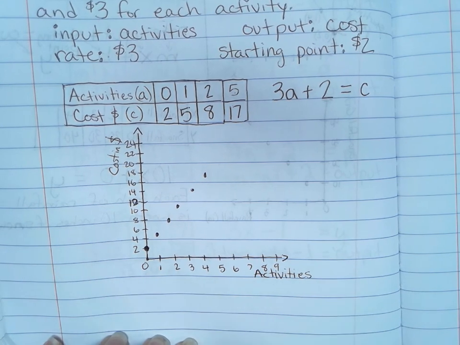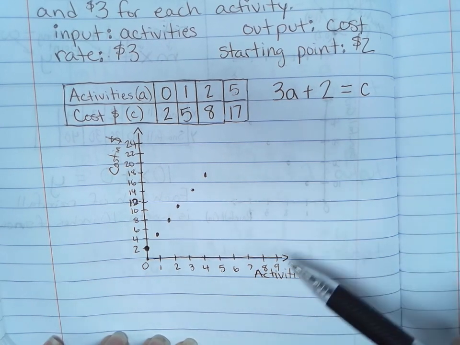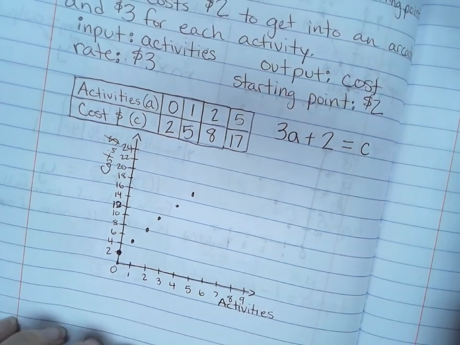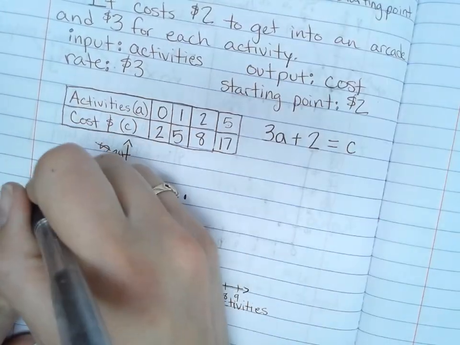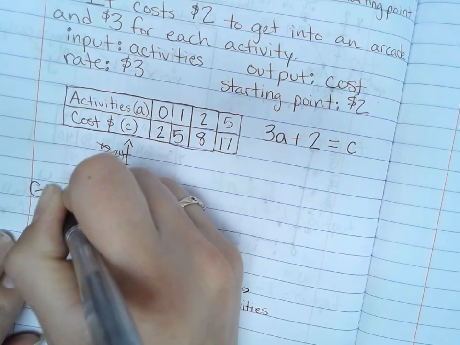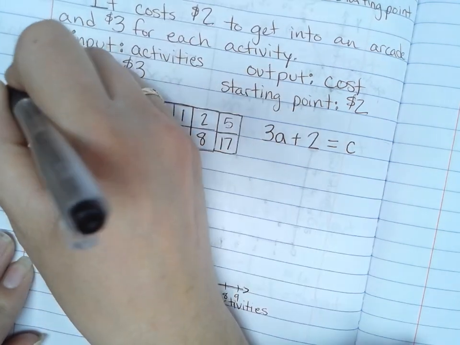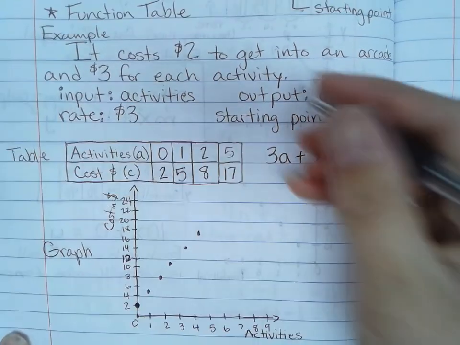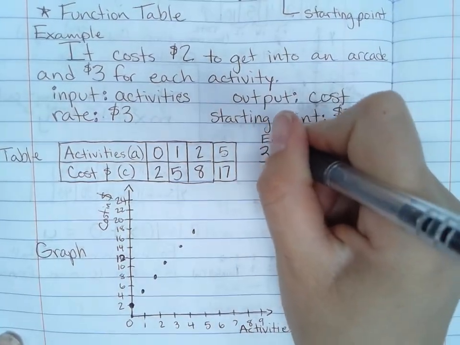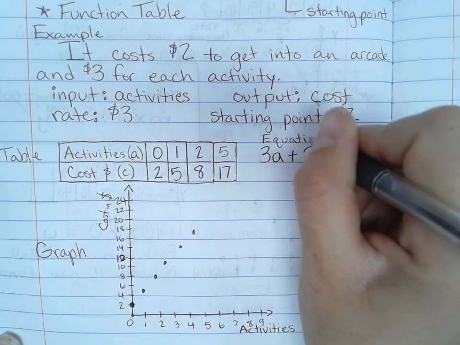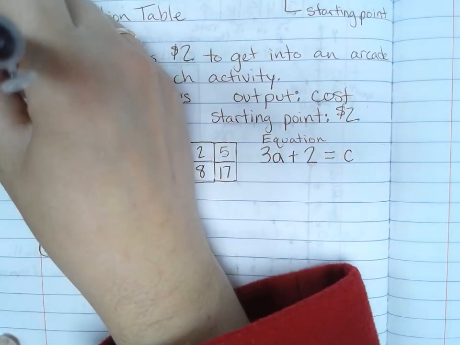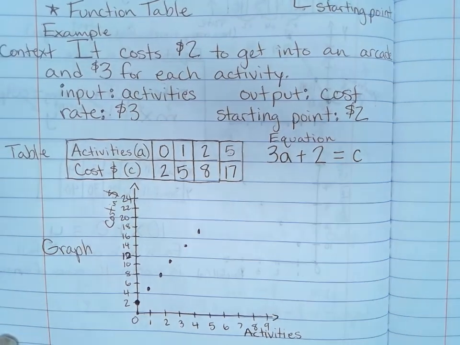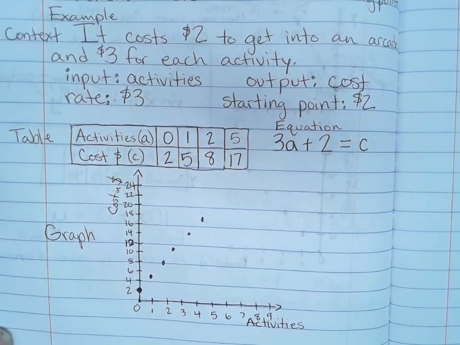This would be my graph representation of the function. So you can see my 4 things. So here, this would be the graph. Here's the table. Here's the equation. And the context is the story. Now you know all 4 representations of a function.